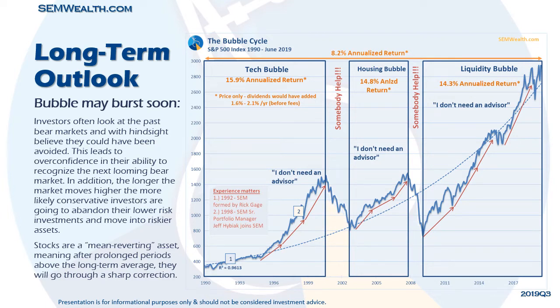Here I look at the stock market going back to 1990, and there's a few key numbers up there. First of all, the number at the top, 8.2% annualized return going back to 1990. That's a pretty decent number. But what we've seen is during that time we had an almost 16% return during the tech bubble, almost 15% return during the housing bubble, and now a 14.3% annualized return during what I'm calling the liquidity bubble, and we'll talk more about that in just a couple minutes.